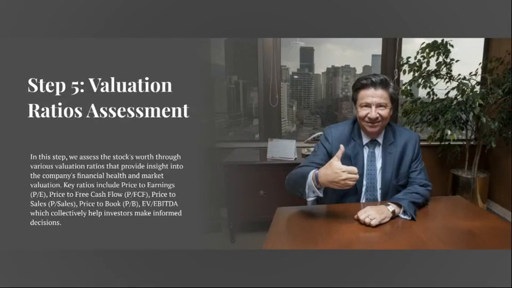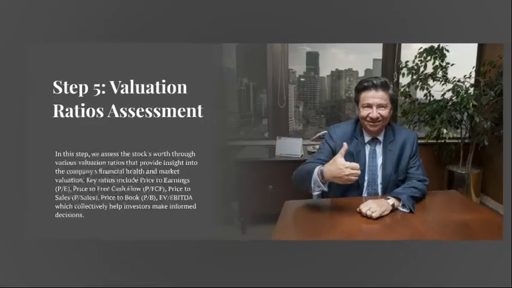Step 5 is valuation ratios assessment. Key valuation ratios to understand include price earning ratio, price to free cash flow, price to sales, price to book value, which is useful for banks. EV by EBITDA works well for capital intensive companies, right? Together, these ratios give a clear picture of a company's worth and help guide smarter investment decisions.